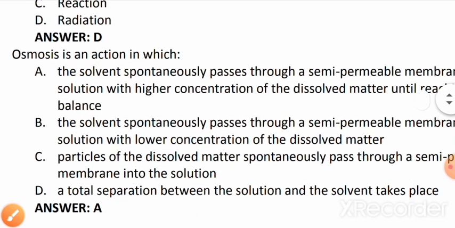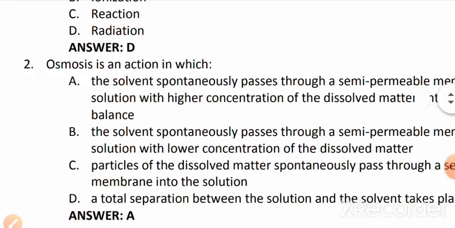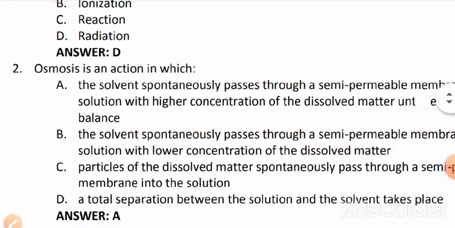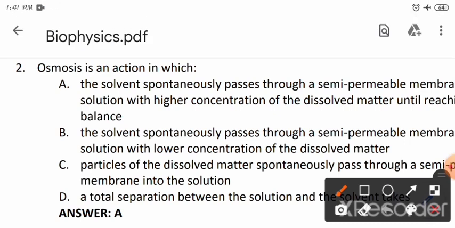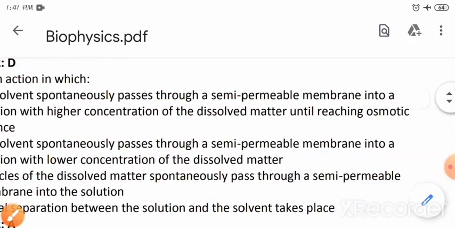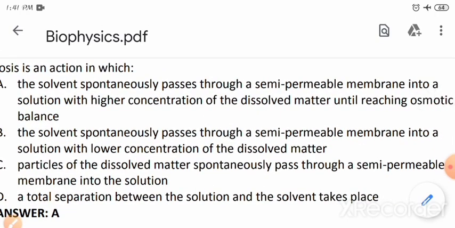Now next question friends, osmosis is an action in which. When we talk about osmosis, the correct answer is option number A. The solvent spontaneously passes through a semi-permeable membrane into a solution with higher concentration of dissolved matter until reaching osmotic balance.